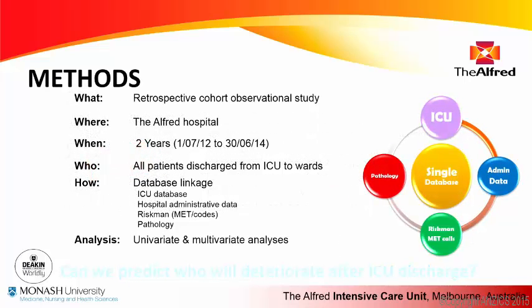So this study is a retrospective cohort observational study, conducted at the Alfred Hospital from the 1st of July 2012 to the 30th of June 2014, and it included all patients who were discharged from ICU to the wards. It linked 4 databases: the ICU database, the hospital administrative data, which is admissions and discharges, the Riskman data, which is associated with MET and code blues, and also the pathology data.